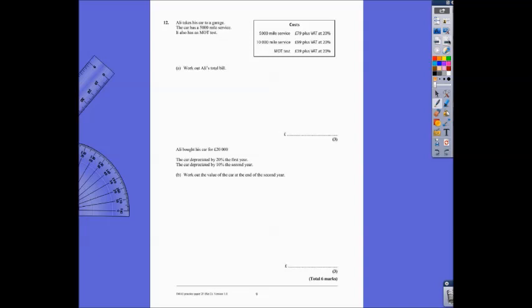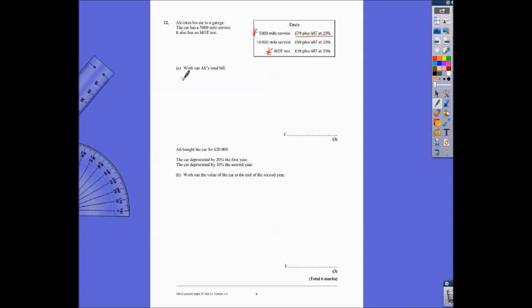Question 12. Ali takes his car to a garage. The car has a 5,000 mile service and it also has an MOT. So we're looking at this one here and this price here. It says work out Ali's total bill. So the price for the service is £79 plus VAT at 20%.